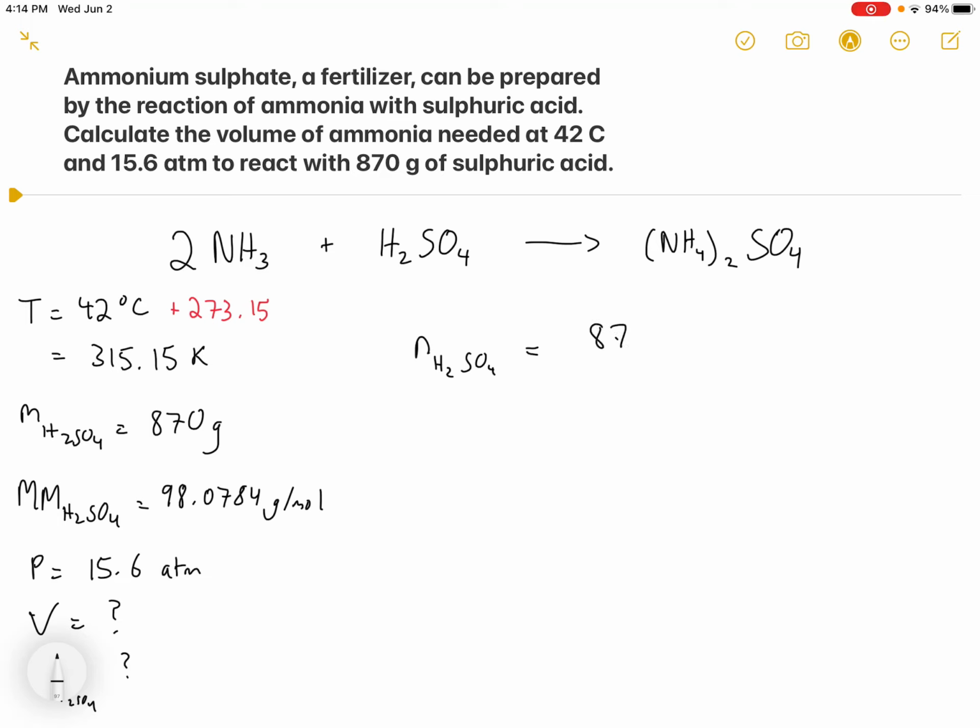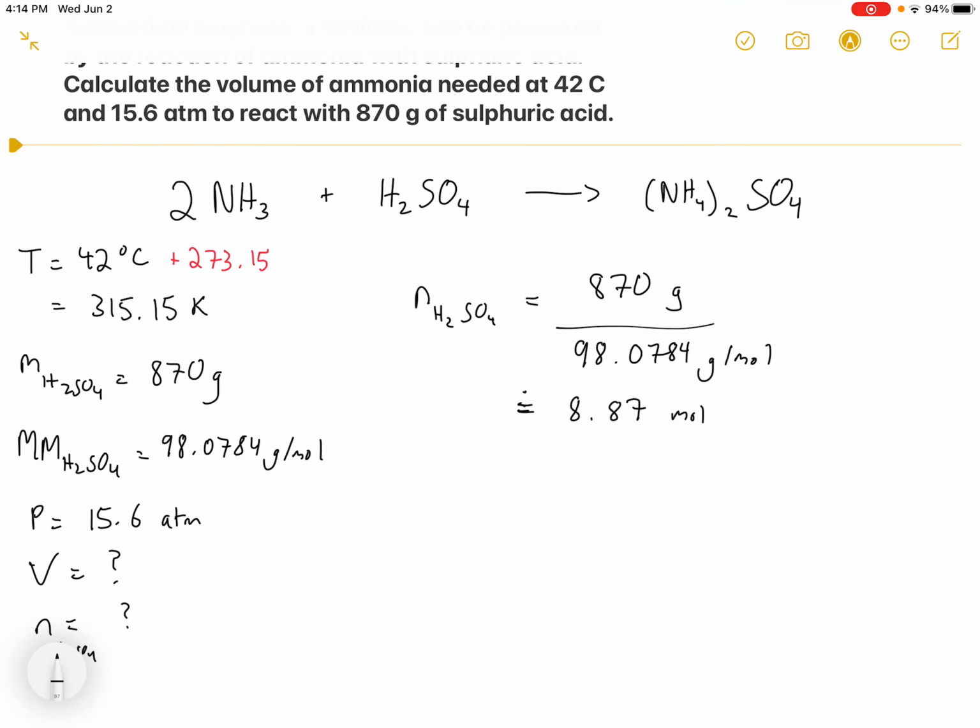We know that we're given 870 grams to use in this scenario. We know that the molar mass is 98.0784 grams per mole. So when we calculate the moles of that, just for the sake of quick numbers here, you'll get something around 8.87 moles. That's actually quite a lot of moles of sulfuric acid.